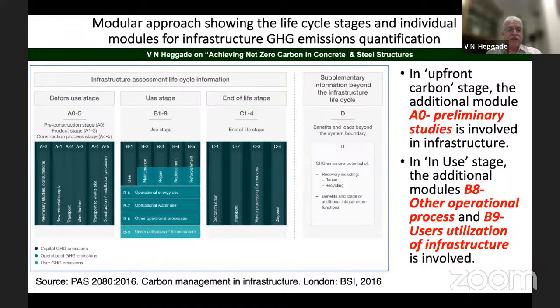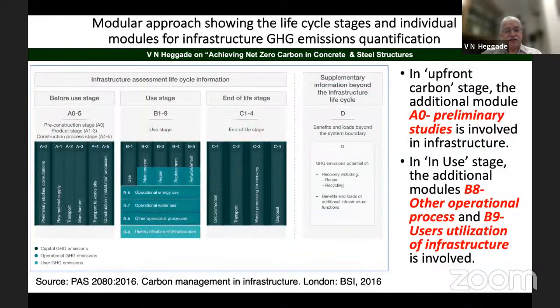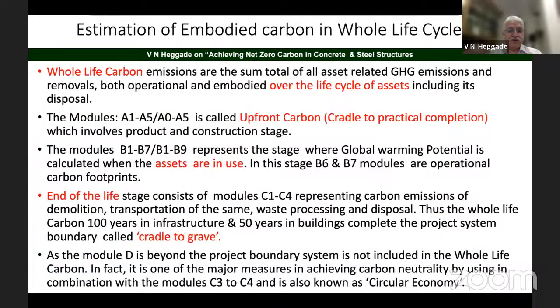This is for the infrastructure. If you really look at it, in infrastructure we have additional modules like A0. A0 is the preliminary studies by the consultants and the clients. Whereas in the building sector, it is not there presently in this particular model. Even in the in-use stage, there is the user's utilization of infrastructure and other operational processes. That is the difference between the building sector and the infrastructure. We have got 3 additional modules.